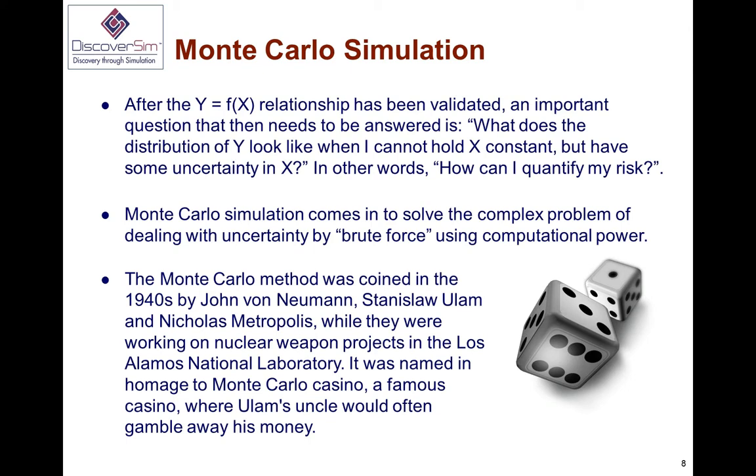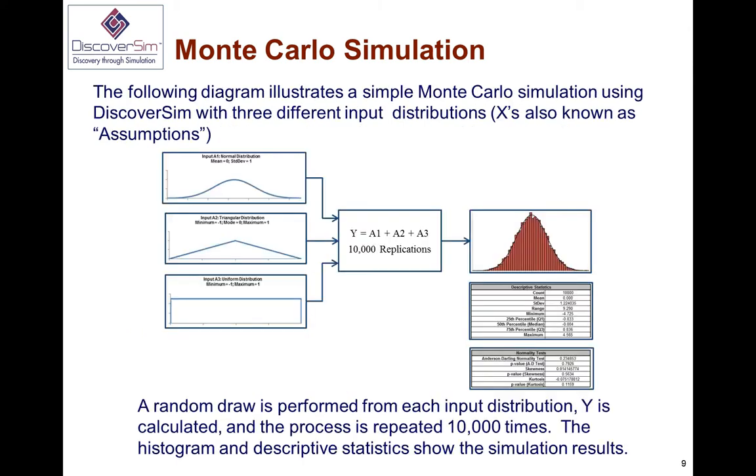So a little bit of background on how Monte Carlo simulation was named. It was in homage to the Monte Carlo Casino. And here's an illustration of how it works. So I have three inputs: a normal distribution, a triangular distribution, and a uniform distribution.